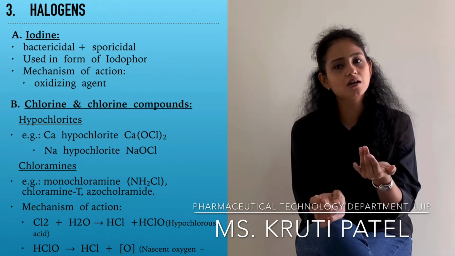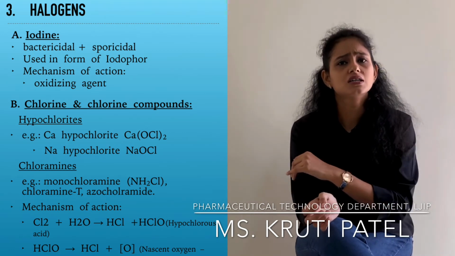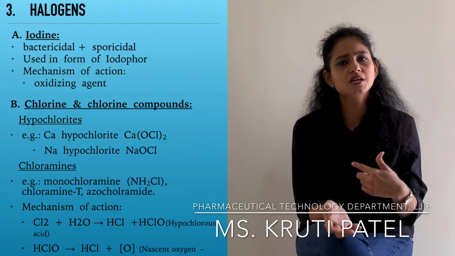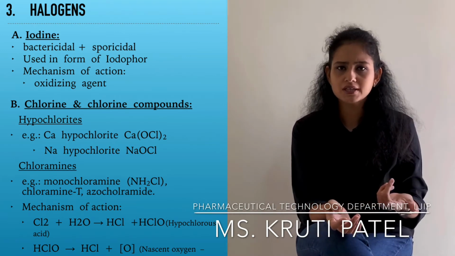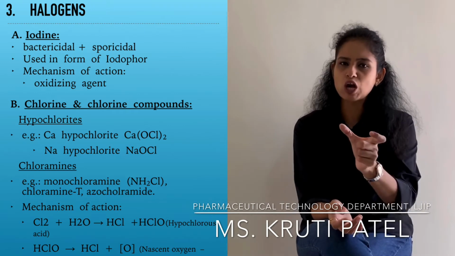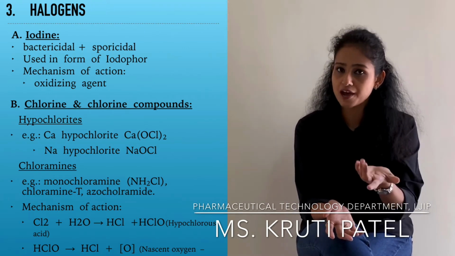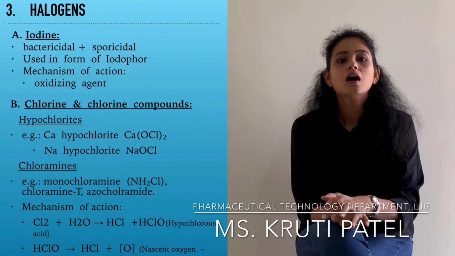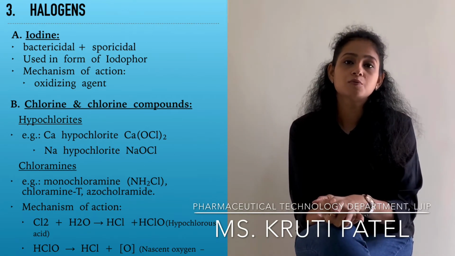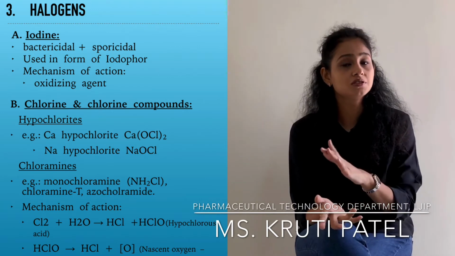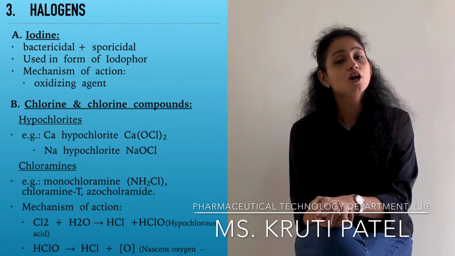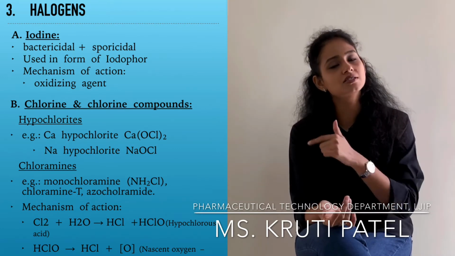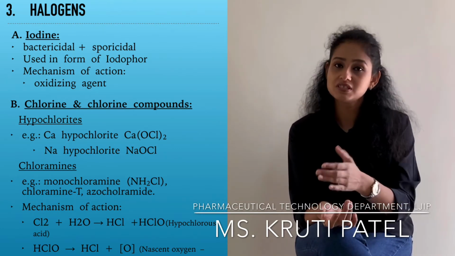Why are we adding this surface active agent? When we add surfactant, what happens? It helps in solubilizing iodine. That's why we are adding surfactant, and that combination is known as iodophore, and it is used in the disinfection process. Now if we talk about the mechanism, all halogens are strong oxidizing agents. So what do they do? They oxidize the bacterial cell, and thus that microbial cell is killed.